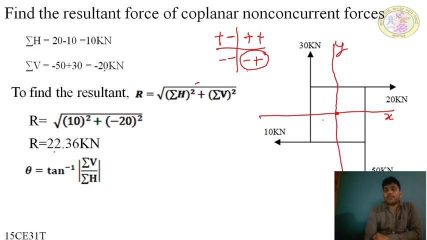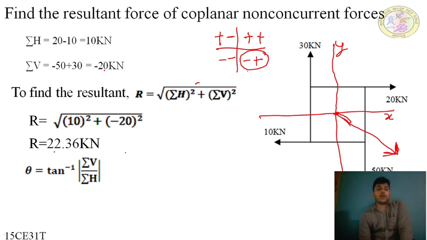We can draw the resultant force somewhere here. It is not to scale, so I am drawing it here as it lies in the quadrant. The resultant of all four forces, 20, 30, 10 and 50 kilonewton, if they act simultaneously, will be in this direction. We came to know that.